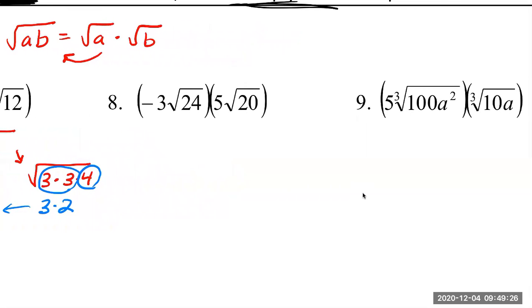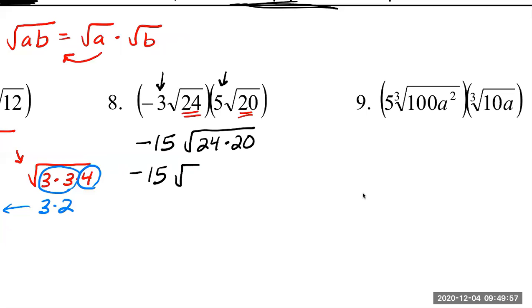A little more complicated, number 8. Again, we're going to multiply the stuff on the outside. So that would be negative 15. And we're going to multiply the stuff on the inside, which would be 24 times 20. Now, rather than multiplying 24 times 20 and writing out 480, since we're going to have to break it apart anyway, let's just leave it as 24 and 20. And instead of multiplying those together, let's break those apart. So 24 is 4 times 6. Then 20 is 4 times 5.